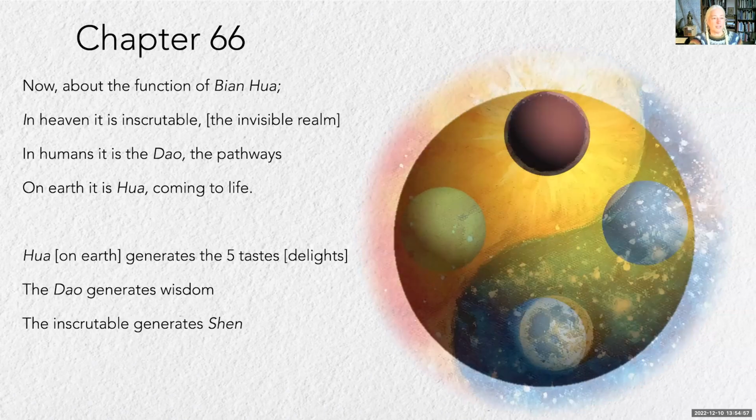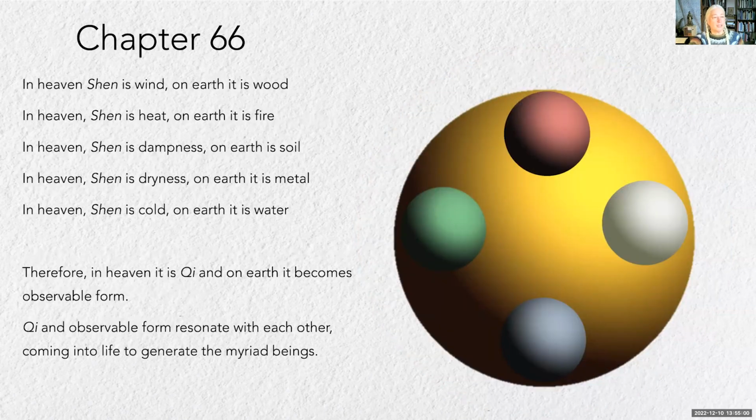Keep going back to yin yang. Then it says in heaven, Shen is wind. On earth, it's wood. In heaven, Shen is heat, and on earth, it's fire. In heaven, Shen is dampness, on earth, it's soil. In heaven, Shen is dryness, on earth, it's metal. In heaven, Shen is cold, on earth, it's water.